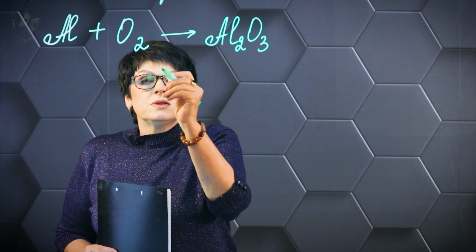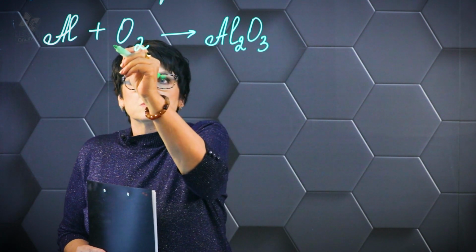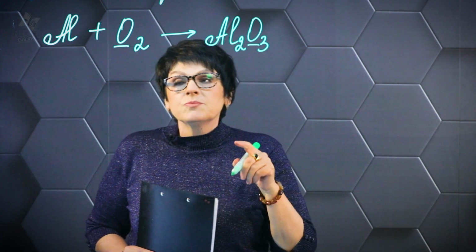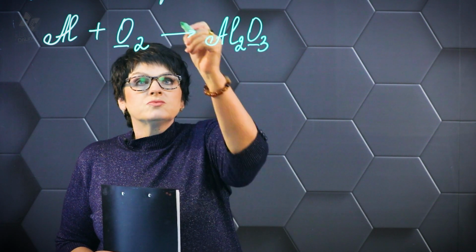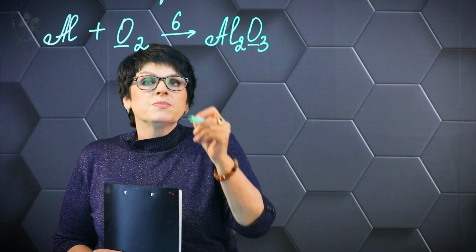We determine which element has the highest index value in the given set. As we can see, oxygen has the highest index. Let's underline this element both on the left and on the right. By doing this, we're showing that this element will be aligned first. Its priority is the highest. So between the numbers 2 and 3, that is between the oxygen indexes, we find the common multiple. This is a multiple of 6.